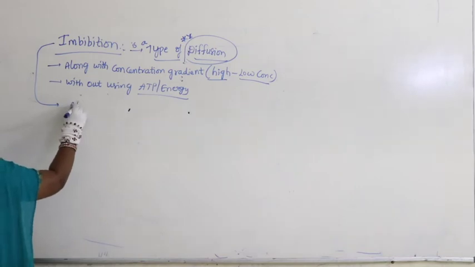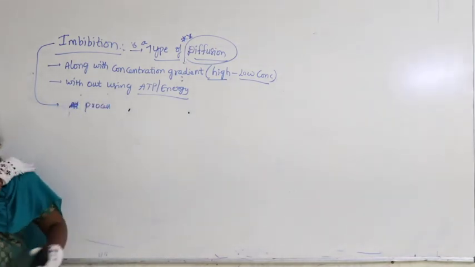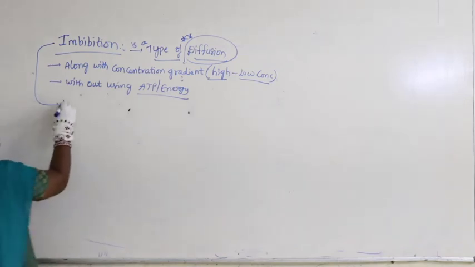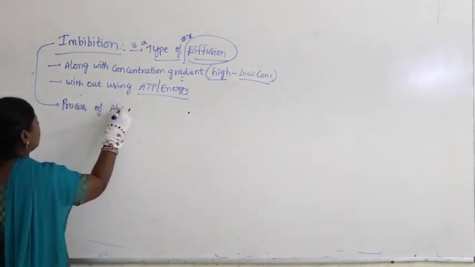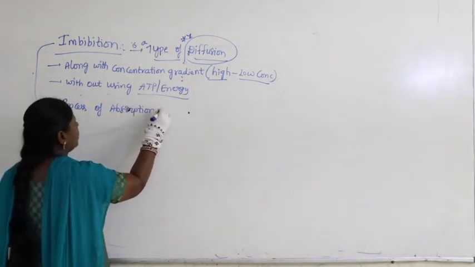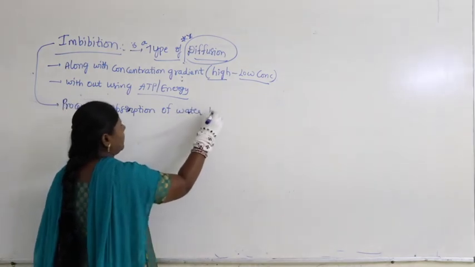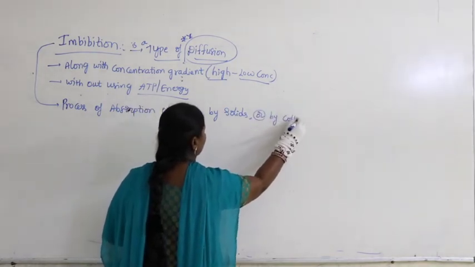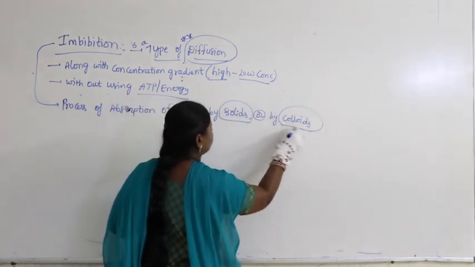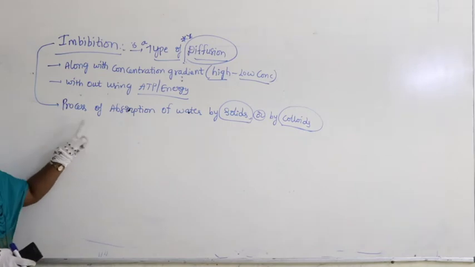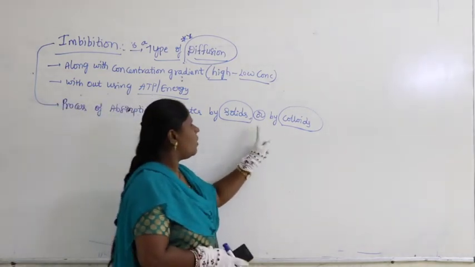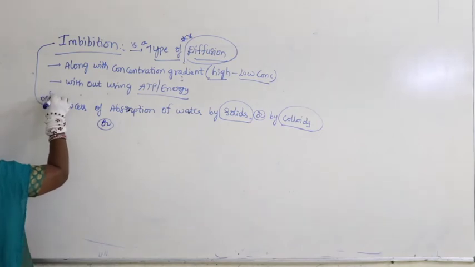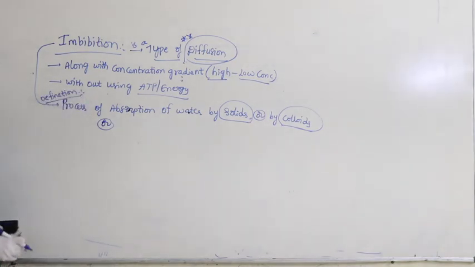Now let us talk about imbibition. It can be defined by saying, a process of absorption of water by solids or by colloids. Okay, so the process of absorption of water by solids or by colloids, right? Or it can also be defined, I'm writing, the definition of imbibition.